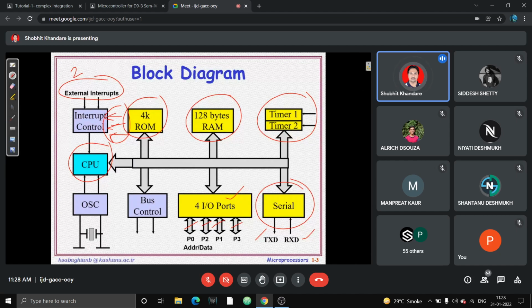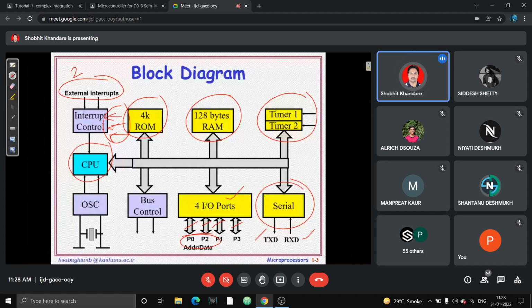Let me check. Port 0. Yes. Port 0 and port 2. These are the two dedicated IO ports which are used for address as well as data. तो हम जब एड्रेस या डेटा भेजेंगे, that will be through this port 0 and port 2. Such a question can be asked as a viva question. Okay, so which are the two dedicated ports for address and data? It is P0 and P2.